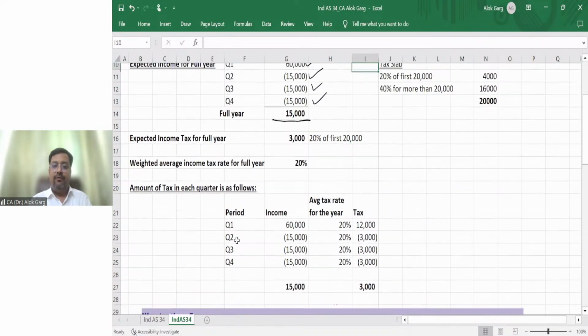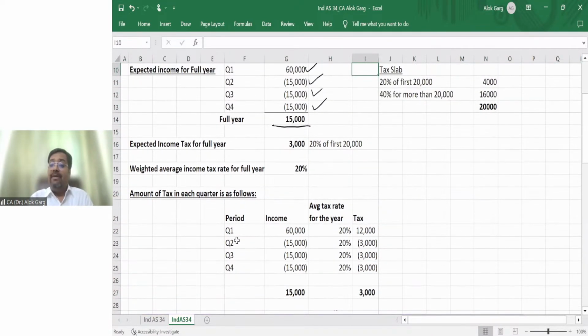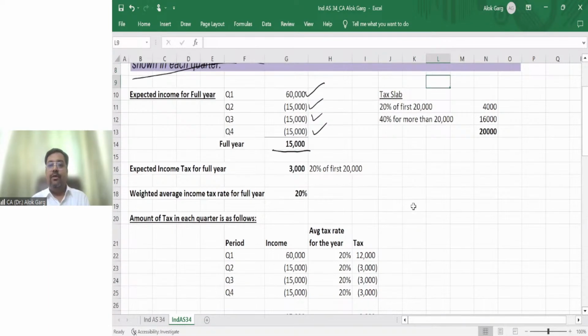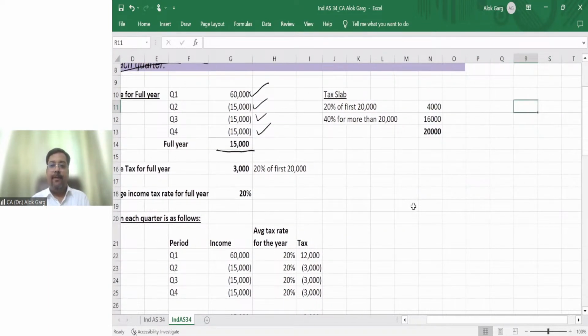Is it clear to all of you? Sir, what happens in quarter two? For example, when we reach quarter two, instead of a 15,000 loss, it will be 10,000 profit. In that case, you have to revise your calculation. For example, my expectation has been changed, right?